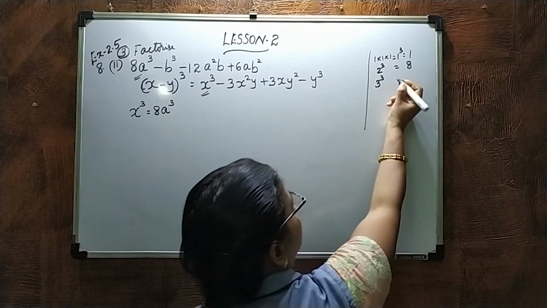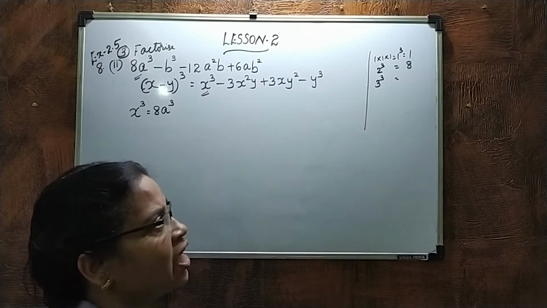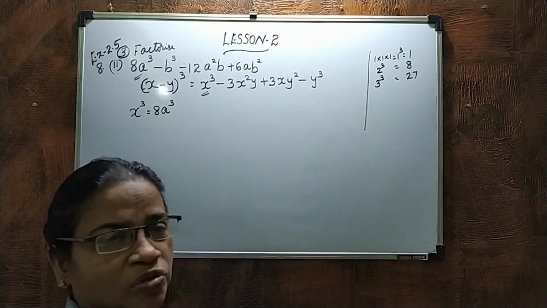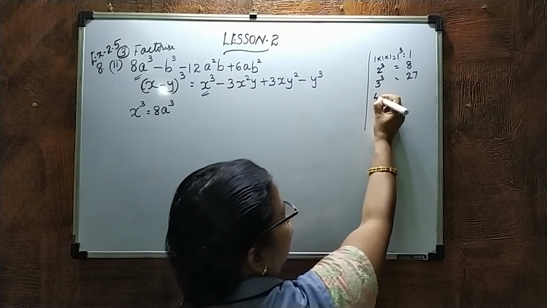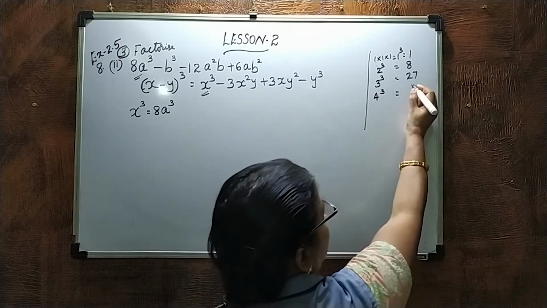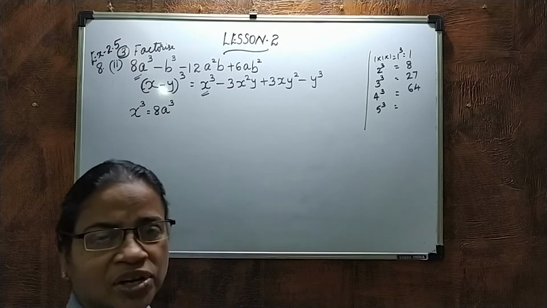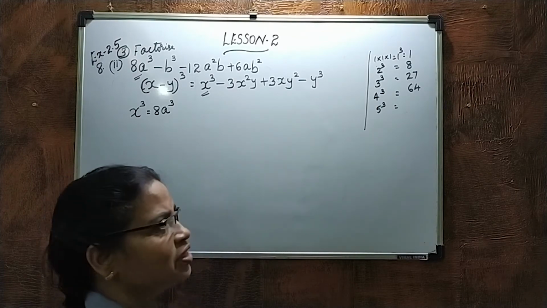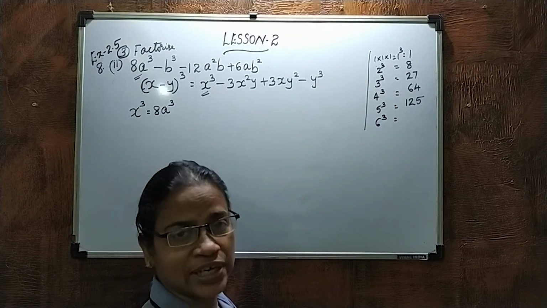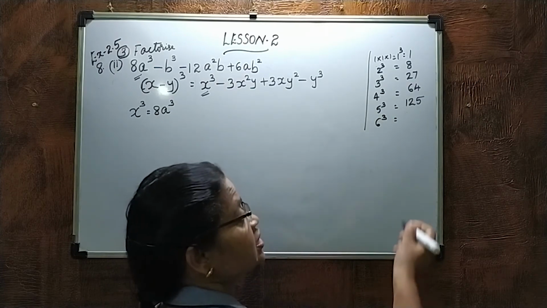What are 3 cube? 3 into 3 into 3. 3 into 3 is 9. 9 3s are 27. Then 4 cube. 4 cube is 4 into 4 into 4. 4 into 4 is 16. 16 into 4 is 64. What are 5 cube? 5 into 5 into 5. 5 into 5 is 25. 25 into 5 is 125. What is 6 cube? 6 into 6 into 6. 6 into 6, 36. 36 into 6, 216.